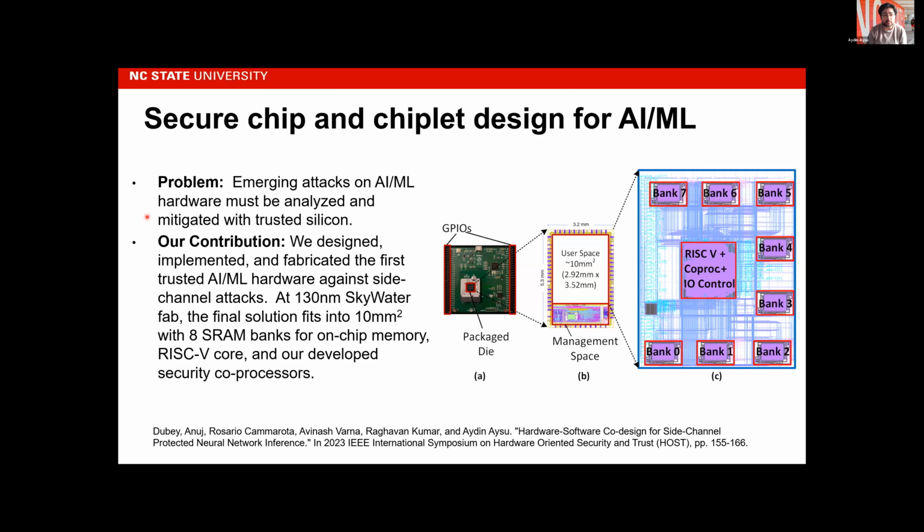And in my lab, we have taped out a chip that can actually achieve this for the first time through the use of what we call masking and shuffling techniques, essentially by randomizing computations in hardware to counter these kinds of attacks. We have taped this out using the 130 nanometer SkyWater fab. And this work is currently being transitioned to practice by the company that I co-founded.